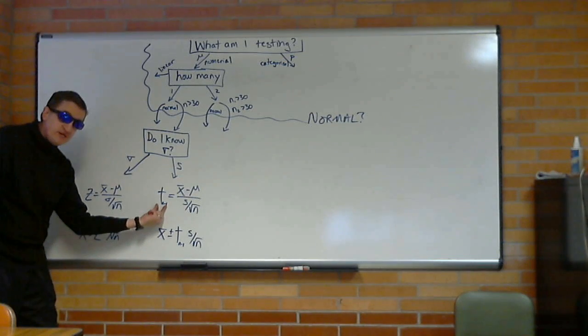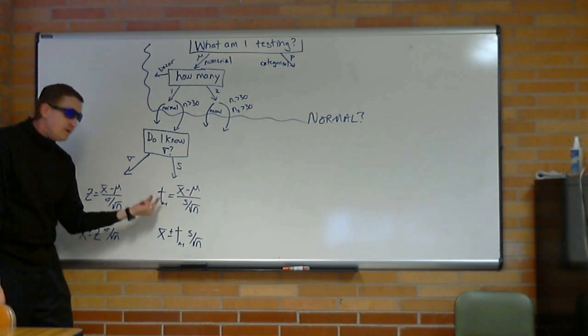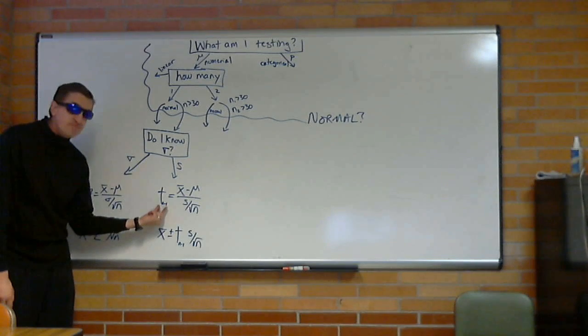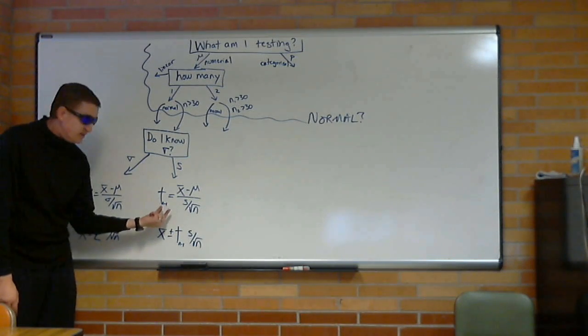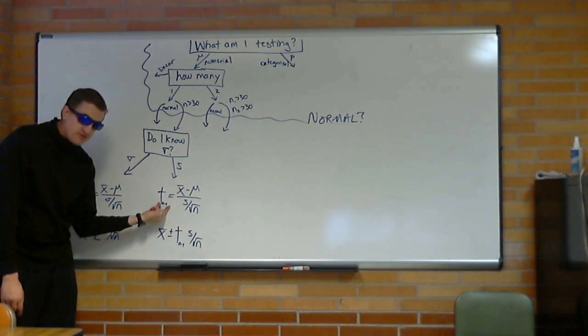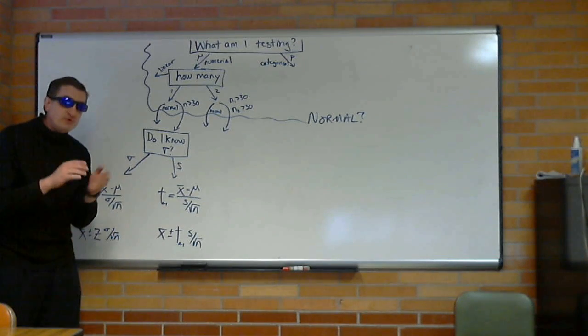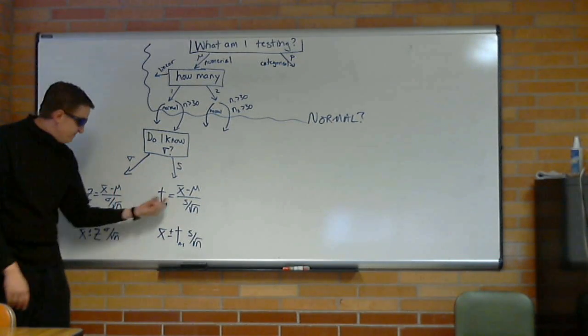This n-1 right here is to remind you of degrees of freedom. Please do not make the mistake of trying to multiply your t-score by n-1. This doesn't actually show up on the calculator. It only shows up when you go to the applet and put in your degrees of freedom.